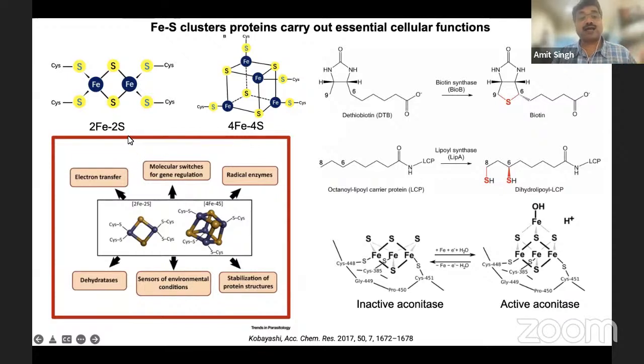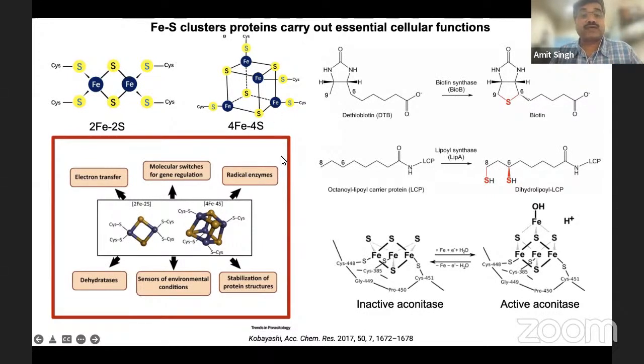Because iron in these clusters can get oxidized and reduced, they are excellent mediators of electron transfer, in proteins like ferredoxins. They are also molecular switches for gene regulation. If a DNA binding protein contains an iron sulfur cluster, the oxidation state of the cluster or its presence or absence can regulate DNA binding properties and thereby change the gene regulation profile of transcription factors.